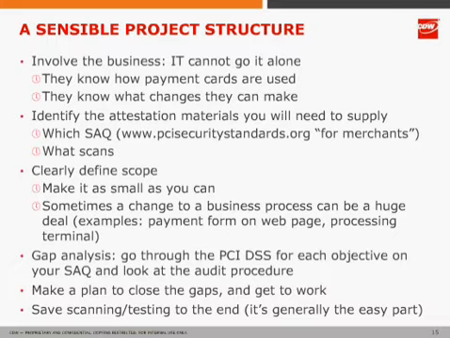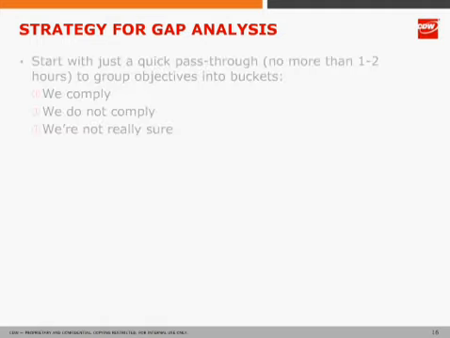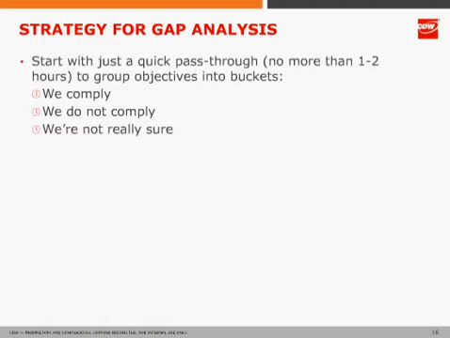All right, so how are we going to do that gap analysis? My recommendation is get a couple of people together, an IT person, a business person, maybe a couple of others who would be interested. Get pizza and some high caffeine soft drink or something like that, and just do a quick pass through. Don't spend more than 1 or 2 hours on this, and just group the objectives you have to worry about into buckets. Bucket A is we comply. This is no problem. We're already doing this. Bucket B is we do not comply, and we're going to have to do something about that. And bucket C is we're not really sure whether we comply or not.